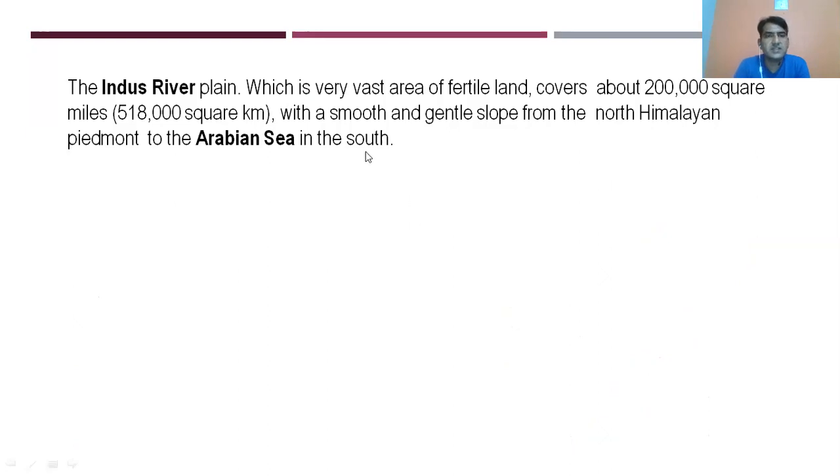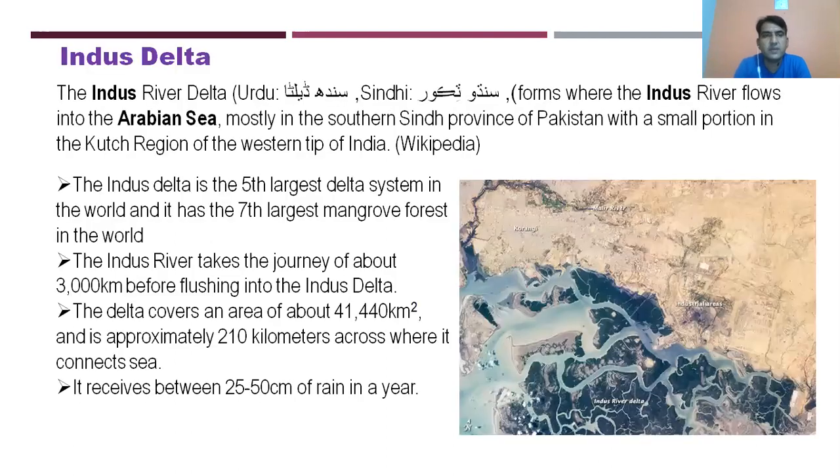So irrigation and agriculture go hand in hand, and they provide crop and food production to this area. The Indus River's plain is a very vast area of fertile land, covering almost 2 lakh, about 5 lakh 18 thousand square kilometers. It is covered by the Indus River with a smooth and gentle slope from the North Himalayan. If you are coming from the north toward the south, we have a very gentle and smooth slope towards the Arabian Sea. Now we are coming to the Indus Delta.